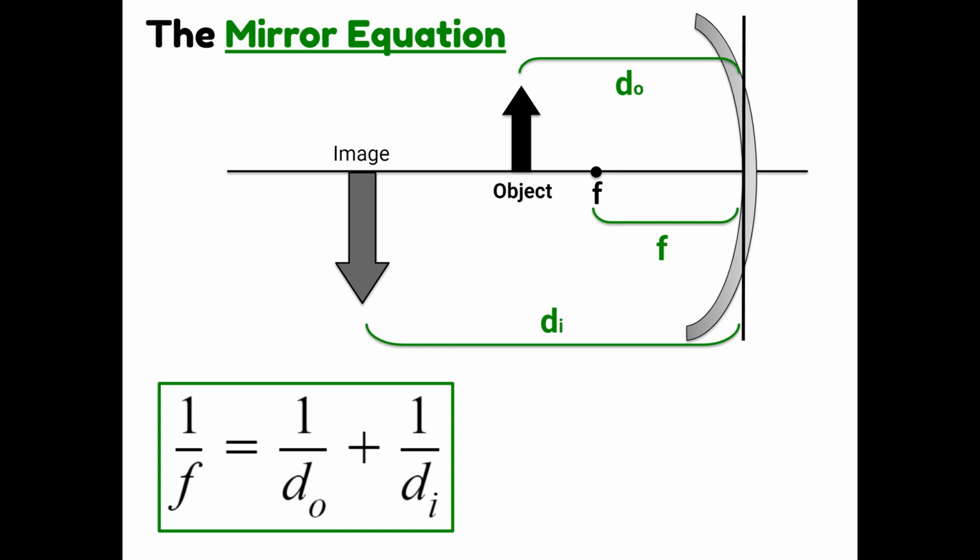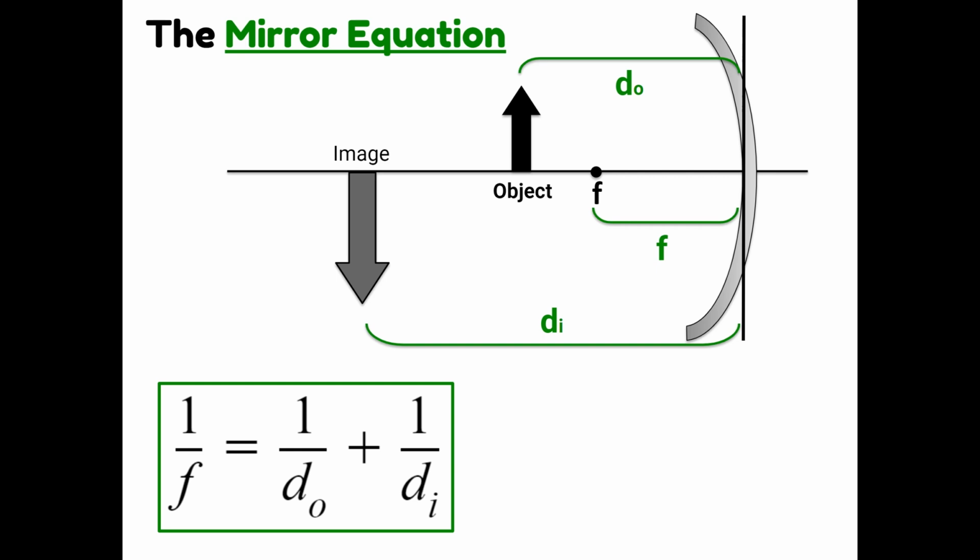And you'll also notice that all three of these distances are referencing the mirror. So that makes the mirror the most important item in this whole process. The object and the image, yeah, those are important, but without the mirror, we wouldn't even be doing this physics problem. So the mirror is the most important thing, and that's why all distances reference the mirror.